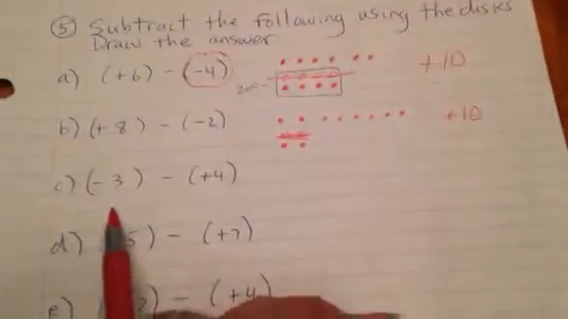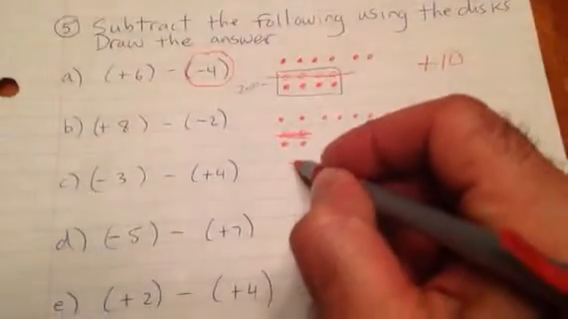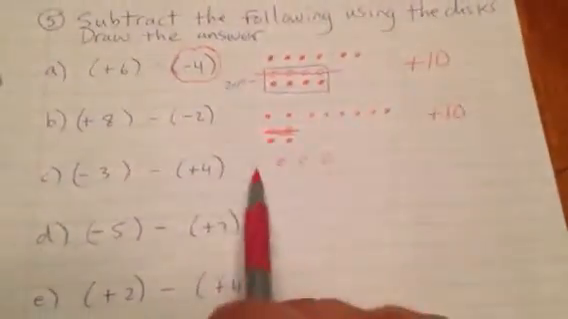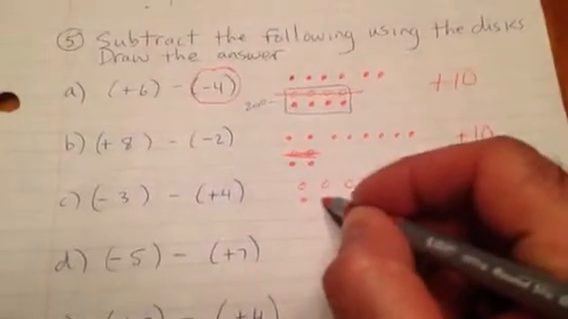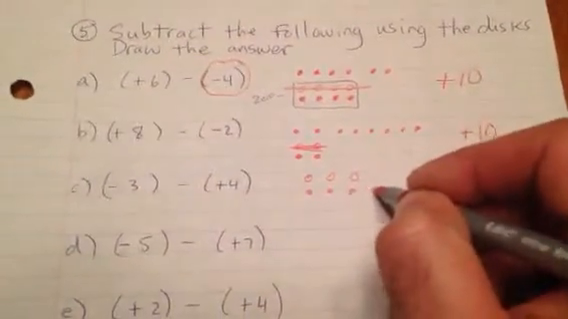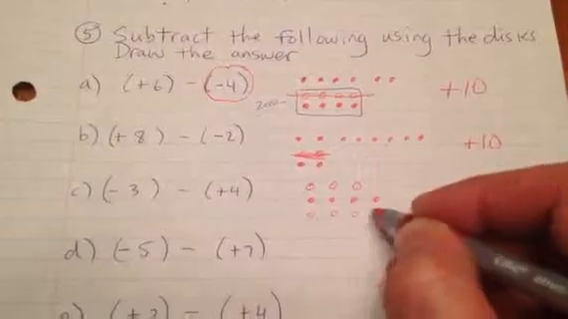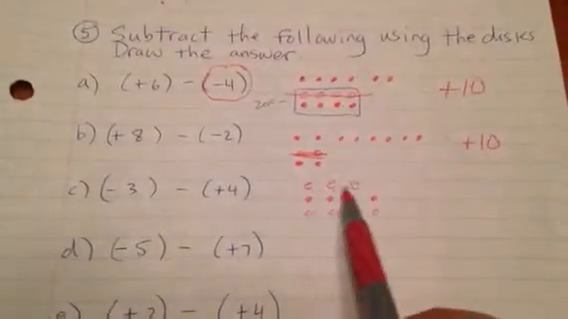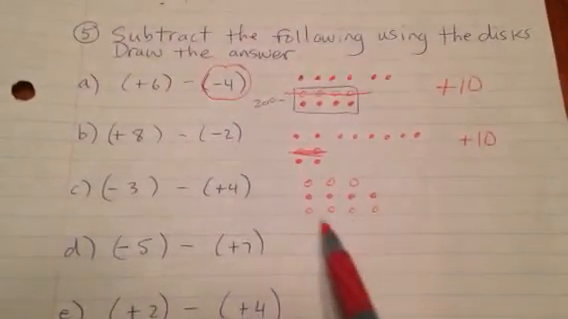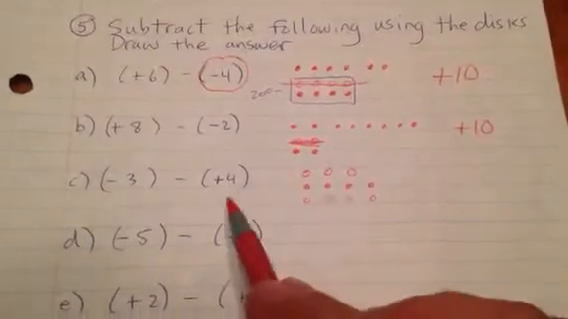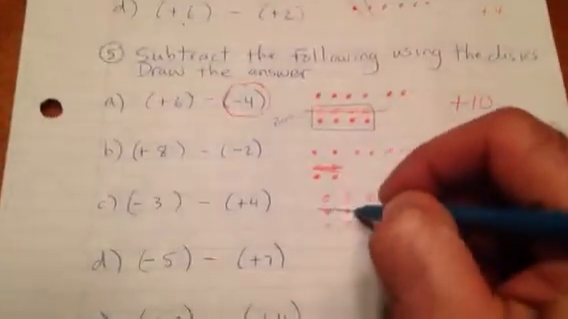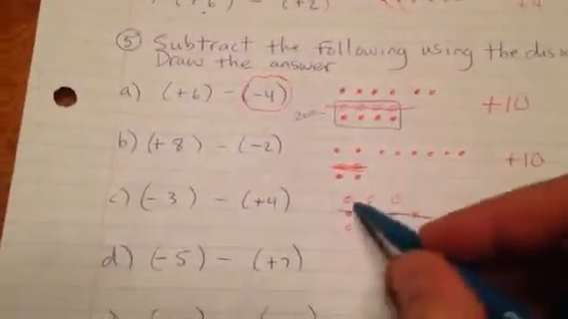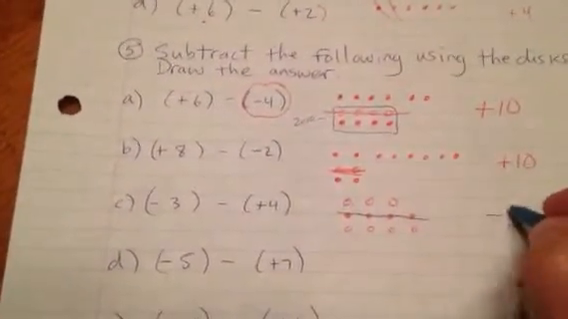Okay. Here I have negative 3, take away positive 4. So negative 3, 1, 2, 3. Now I have to take away positive 4. I don't have positive 4, but I'll put it in. But if I put in positive 4, I have to put in 4 negatives as well. So I still have negative 3 because this is all 0, what I just added in. So now can I take away positive 4? Yes, I can. I can take it away right here. The answer is 3 and 4 negatives, so it's negative 7.